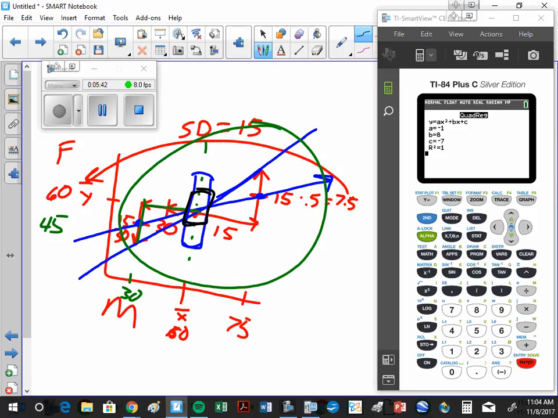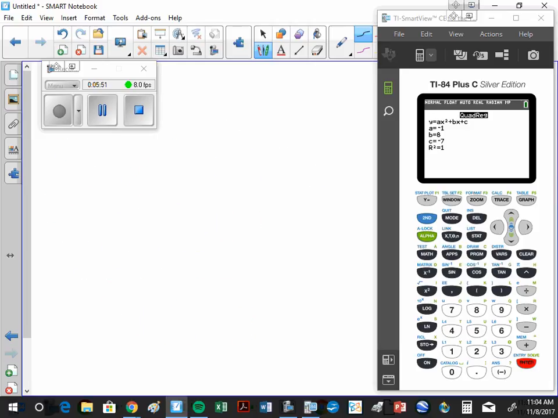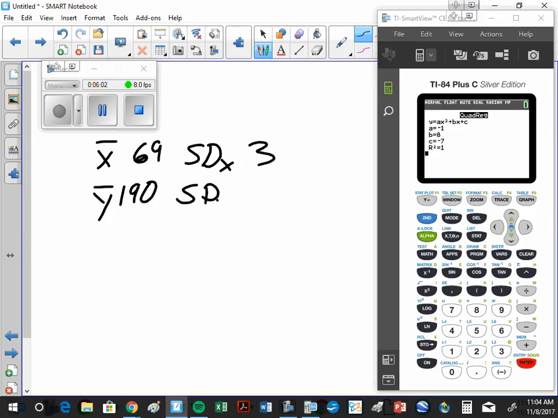Okay, 2. Estimate the average weight of men whose heights were 69 inches. So we have the x bar is 69 with an SDX of 3, and the y bar is 190 with the SDY of 45, and R is 0.41, which is a pretty terrible regression. Oh, not 45, the SDY is 42. Okay, so estimate the average weight of a man who's 69 inches tall.